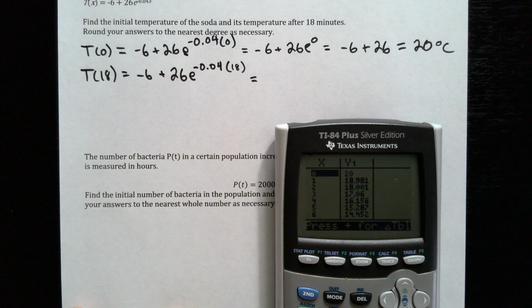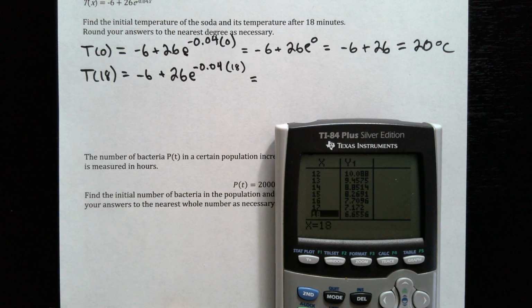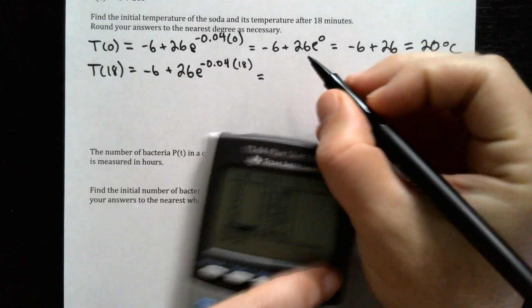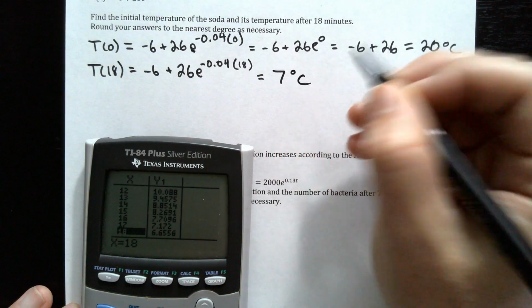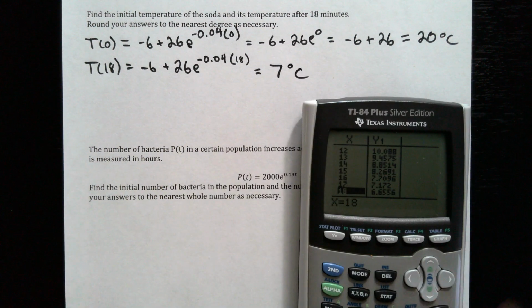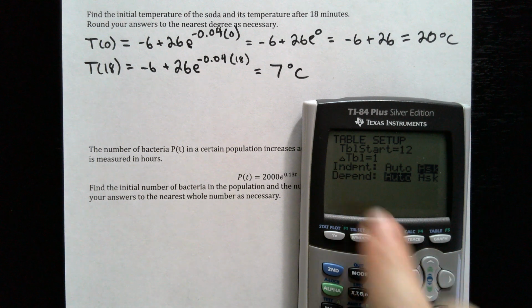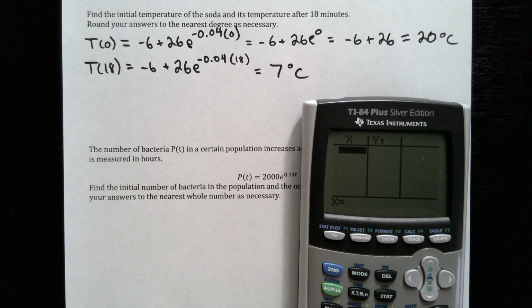Okay, we could scroll down to get the 18. Scroll all the way down there, and the 18 is 6.6556. It says round to the nearest degree, so that's going to round up to 7 degrees Celsius. Okay, you can also hit second window and go down here and tell it to ask on the independent. And now when you go to your table, it gives you an open table, and you can just type in the number you want. We wanted 0, which gives us 20, and we wanted 18, which gave us that answer.